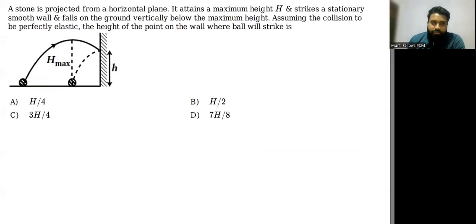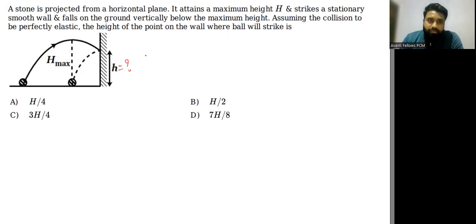Now, the next question is this. This is a very important and very conceptual question. In this question, a stone is projected from the horizontal plane. It attains a maximum height capital H and strikes a stationary smooth wall and falls on the ground vertically below the maximum height. Assuming the collision to be perfectly elastic, the height of the point on the wall where the ball will strike is. So this height is to be asked in this question.